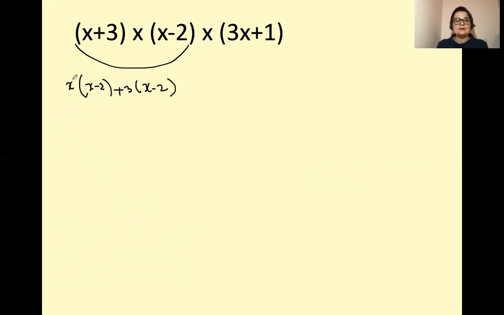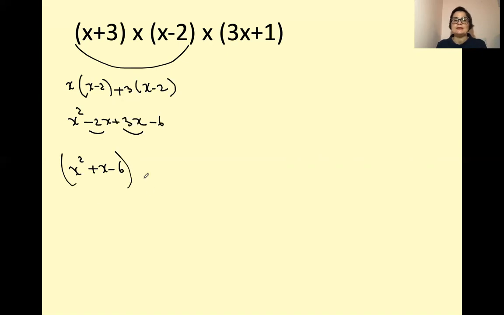Now it's time to expand. So x to the power of 2, minus 2x, plus 3x, minus 6. Any like terms? Yes, minus 2x plus 3x. Both of them are like terms, same letter, same power. So minus 2x plus 3x becomes x. So I have x to the power of 2 plus x minus 6. This is the answer to the multiplication of the first two brackets.